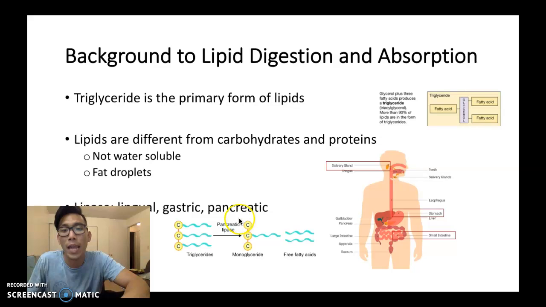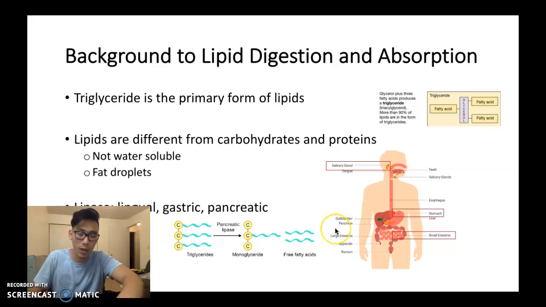But really the pancreatic lipase, which I didn't box here, is where most of the fat breakdown can occur. And the triglycerides get broken down into a monoglyceride and two free fatty acids.